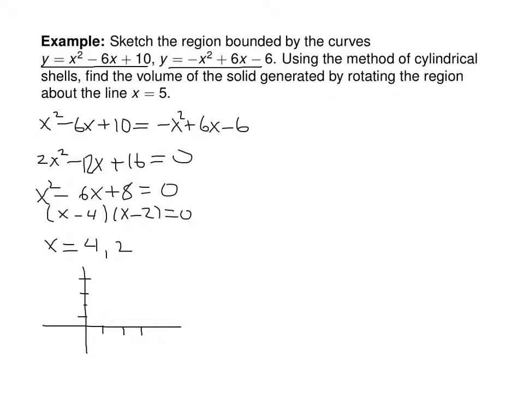Now, if we input 2 into the first equation, we get 4 minus 12 plus 10. So that looks to me like 2. The next point is there and then there. So roughly speaking, that parabola looks like this. The other equation, well, we know that they intersect at 4 and 2, so it has to go there. When you input 3, you end up getting 3. So there's the negative parabola.